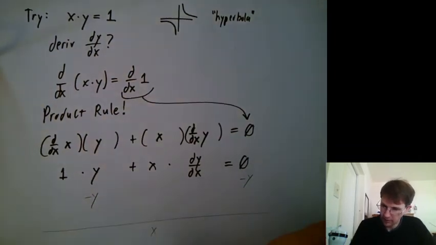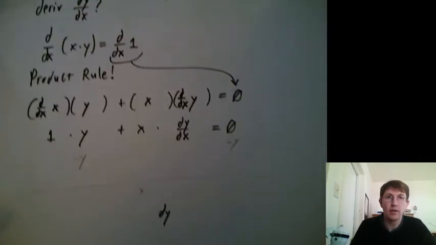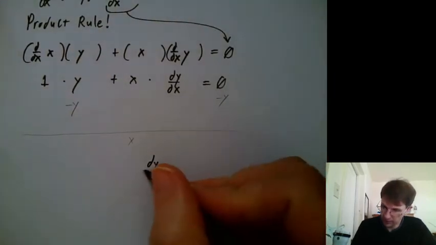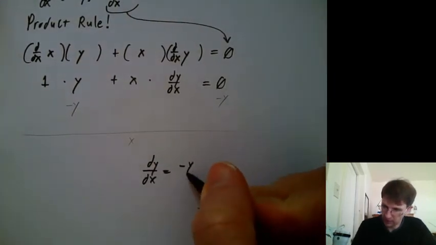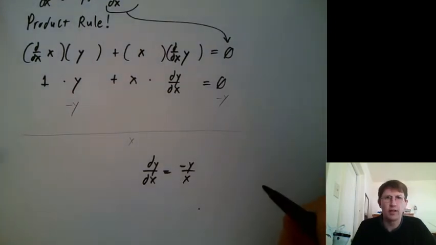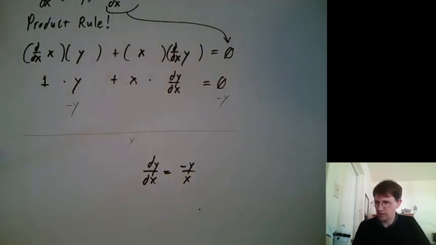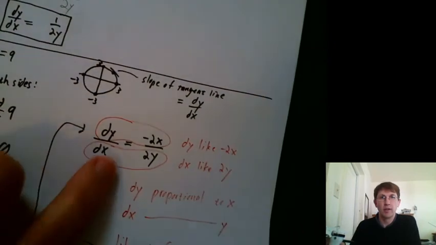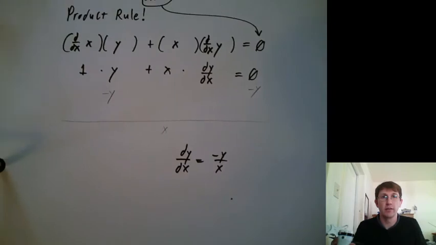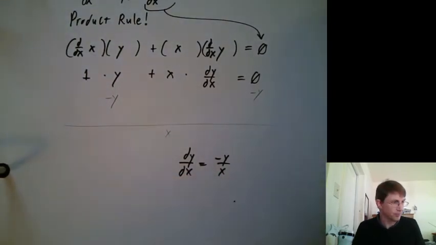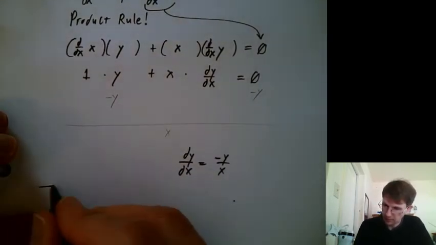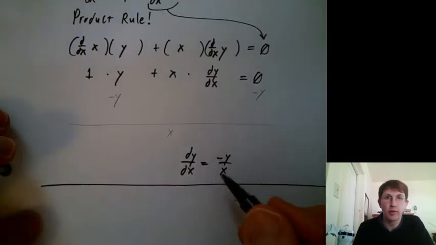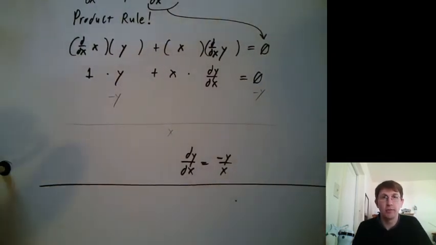So I'm going to get dy over dx equals negative y over x, which seems familiar, right? Didn't we just get something about dy over dx equals this over that? But over here, it was x over y, and now it's y over x. So they're flipped. So you could go program scratch to do that, and hopefully it would trace out a hyperbola.